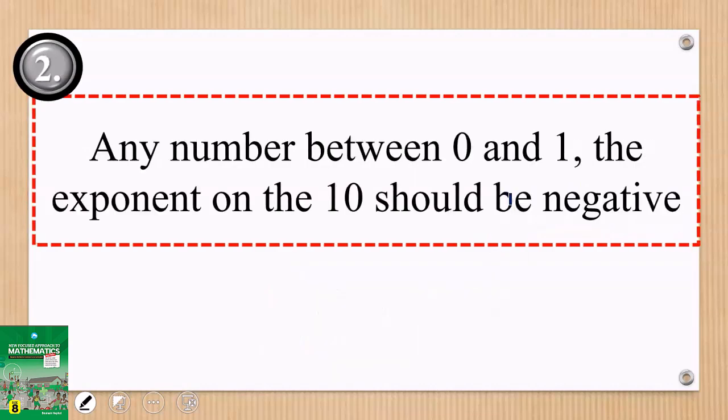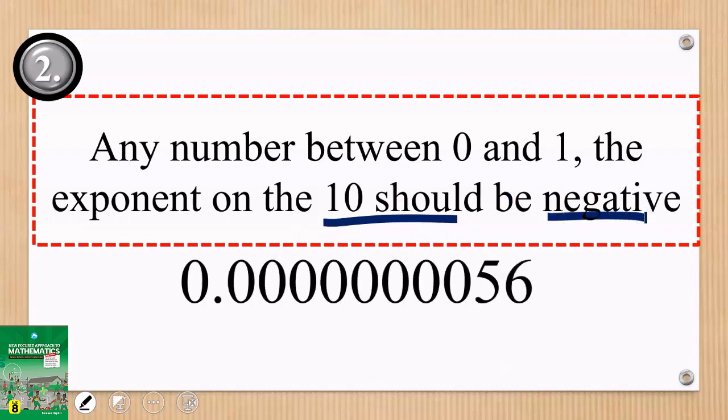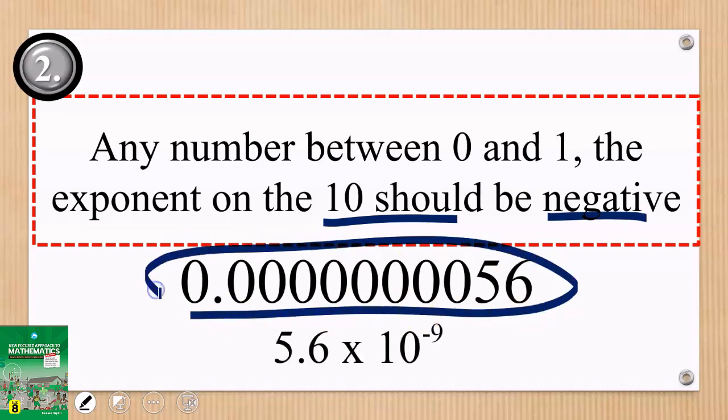That is number one. Number two, for any number between 0 and 1, the exponent on the 10 should be negative. That means if the number is small, less than 1, between 0 and 1, like 0.003 or 0.972, when you put them in standard form, you must always have a negative exponent. Example: if I have this number, I can write it like this, and because this number lies between 0 and 1, the exponent here is negative 9. Very soon I'll teach you how to write it.